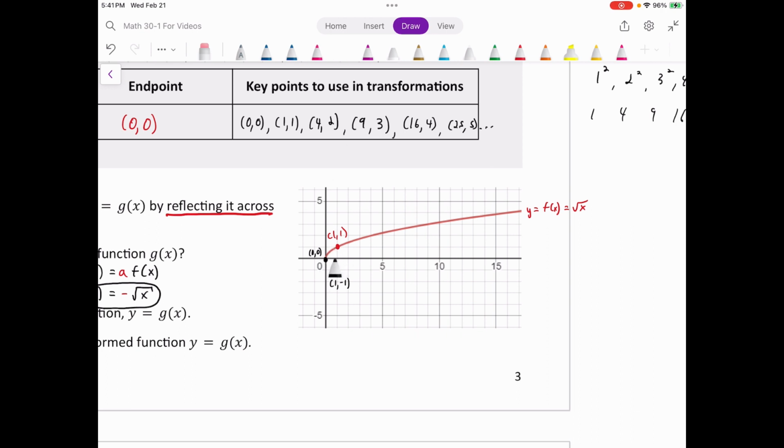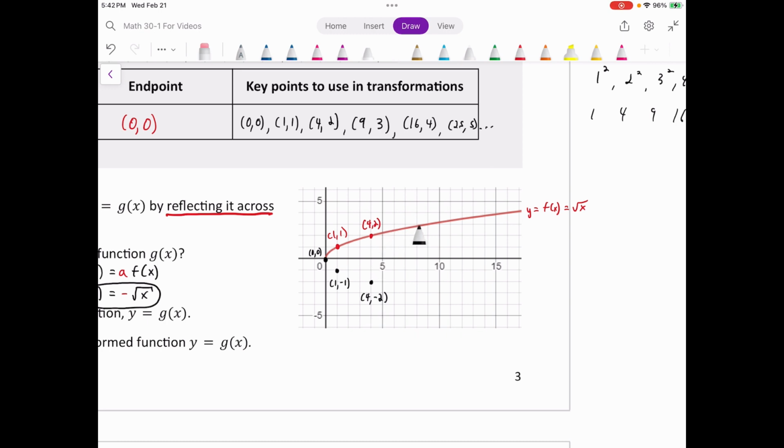All right, I'm going to cherry pick some nice points. How about 4, 2? There's 4, 2. We would expect that to be on the graph of y equals f of x, y equals square root of x, because 2 is the square root of 4. Multiplying that y value, 2, by negative 1, we get 4, negative 2. So there's a point on g of x, which is just negative root x. Notice it checks out, right? The square root of 4 is 2, so the negative square root of 4 will be negative 2.